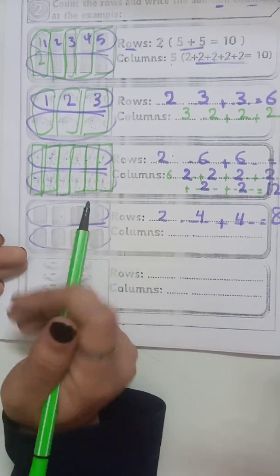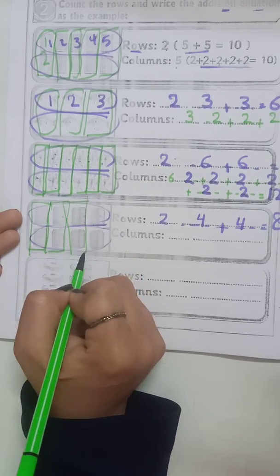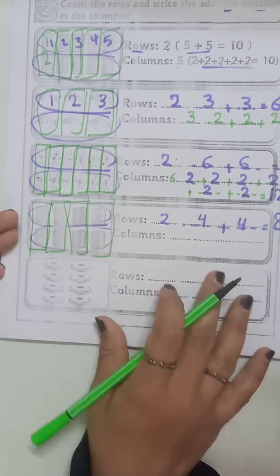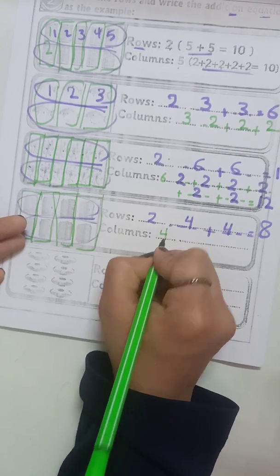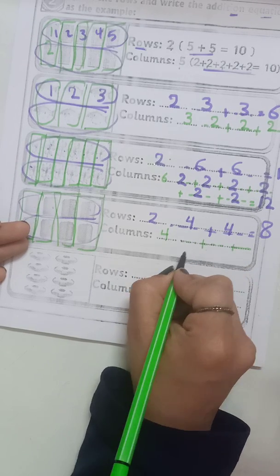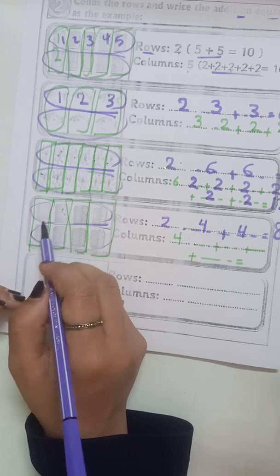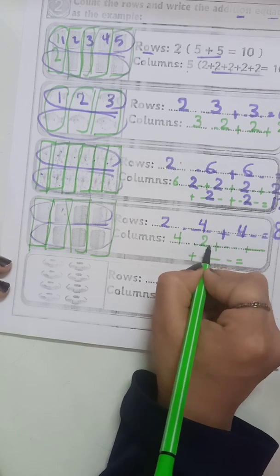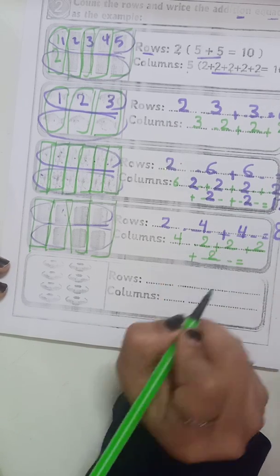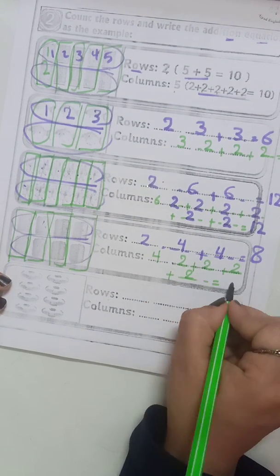How many columns here? 1, 2, 3, 4. Okay, so we have 4 columns. And how many dots? 1, 2, 3, 4. Okay, how many elements in any column? 1, 2, 1, 2, and 1, 2, 1, 2. Okay, so write 2 plus 2 plus 2 plus 2, 4 times, okay? 2 plus 2, 4 plus 2, 6 plus 2, 8.